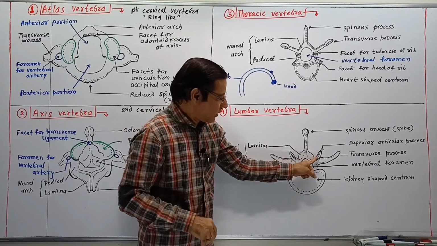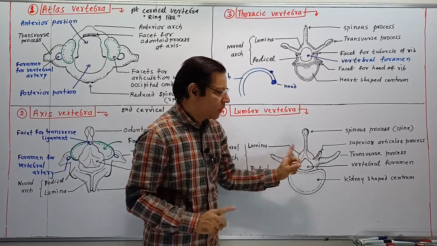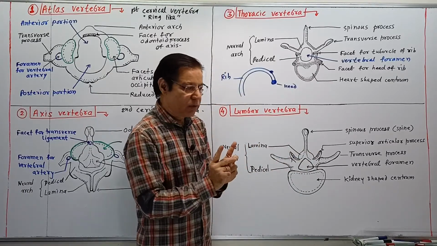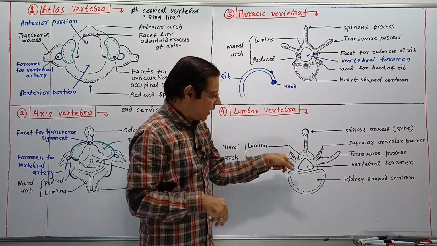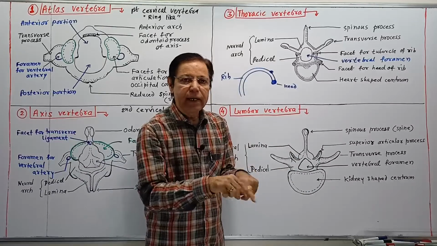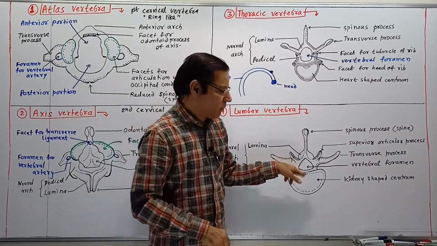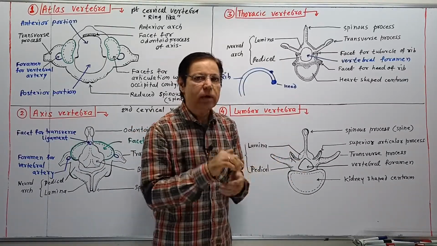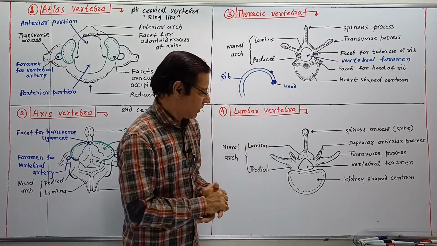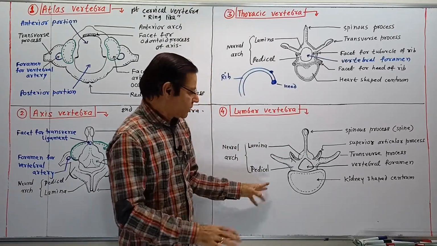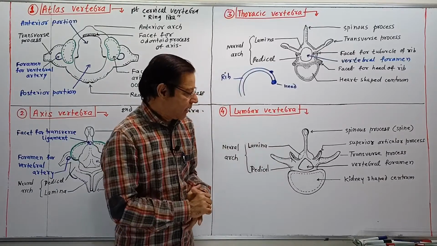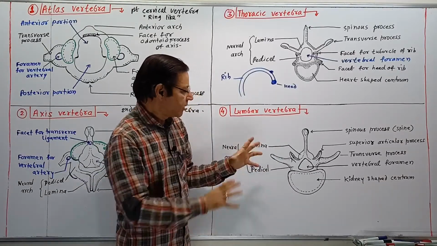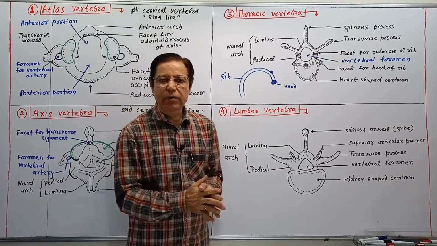Then there are superior articular processes for articulation with the upper vertebra, and on the lower side inferior articular processes for articulation with the lower vertebra. In this way, this is the diagram representing the structure of the lumbar vertebra.